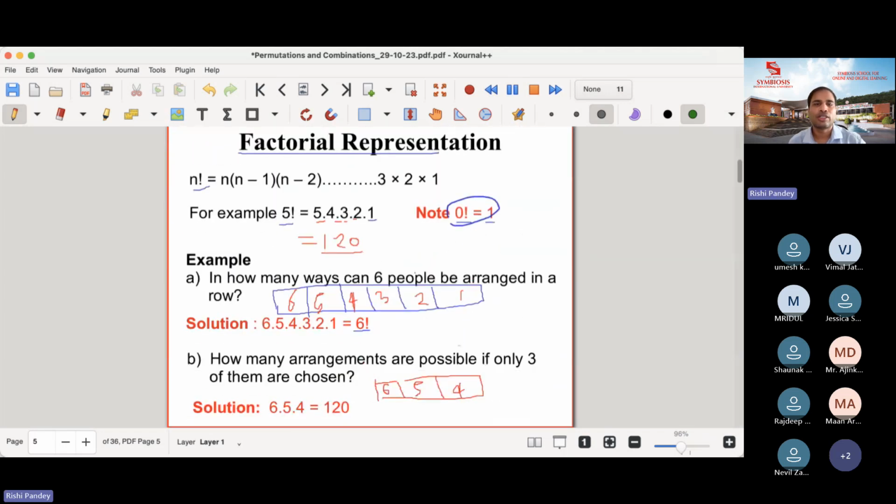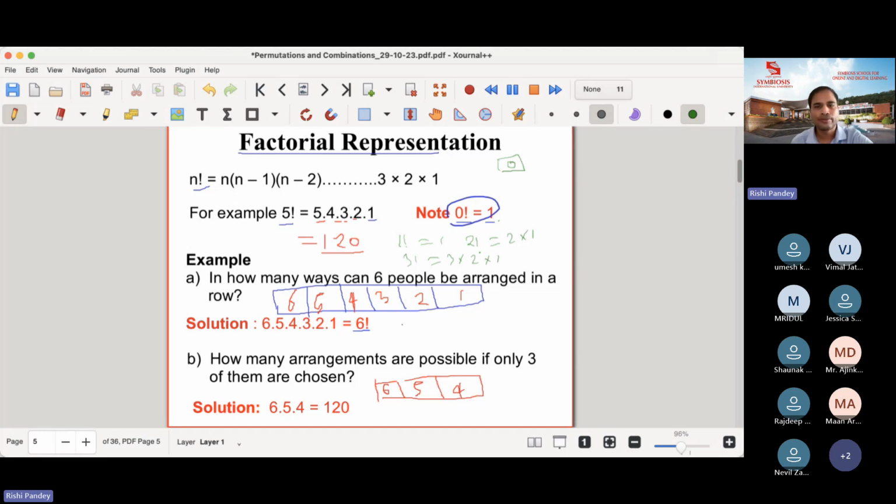Factorial notation. What is factorial? Factorial is a new thing for you. If you have a math background, no problem, you know about it. If not, it is a new thing. Factorial 0 is equal to 1, which means arrangement. How can we arrange nothing? Nothing can be arranged one way at least. Factorial 1 means only one. Factorial 2 means 2 into 1. Factorial 3 is 3 into 2 into 1.